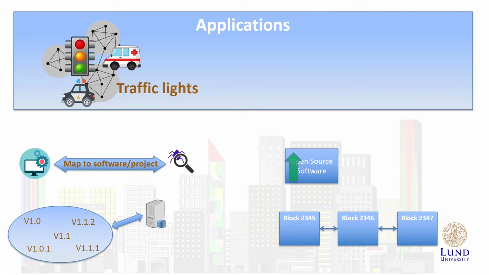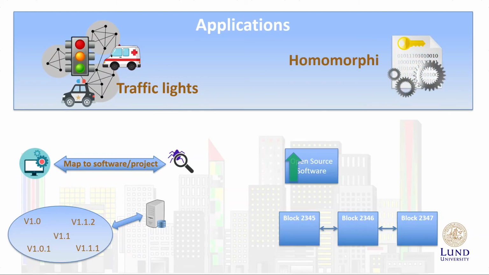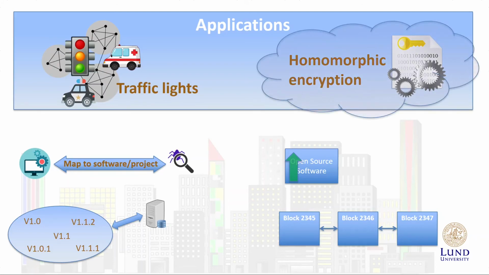Another line of research is the use of homomorphic encryption schemes in order to preserve privacy for applications. Being able to do computations on encrypted data allows for outsourcing of storage, and we can also support several entities doing computations on the same data without revealing their respective input.